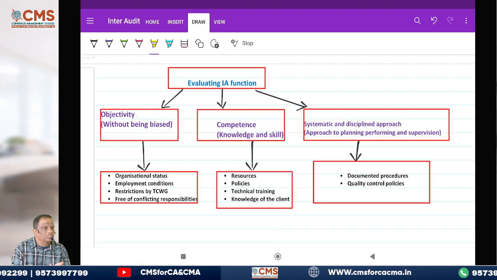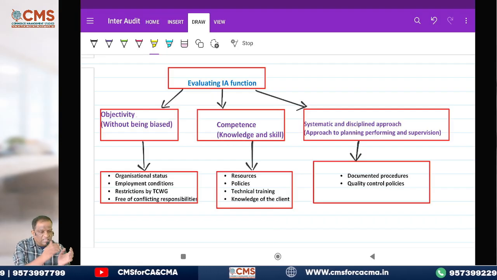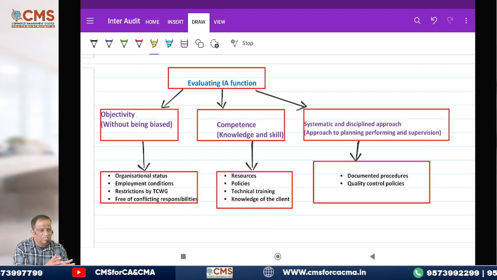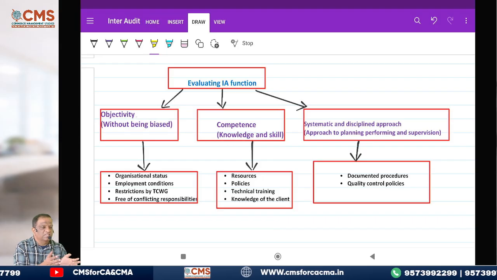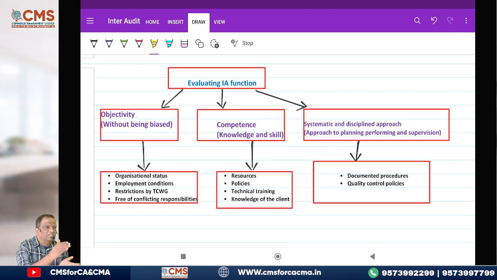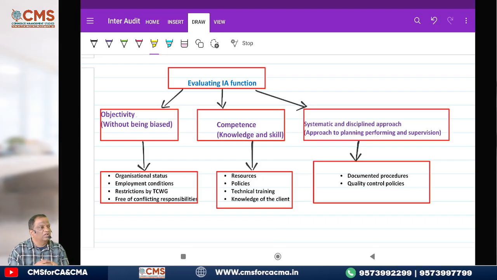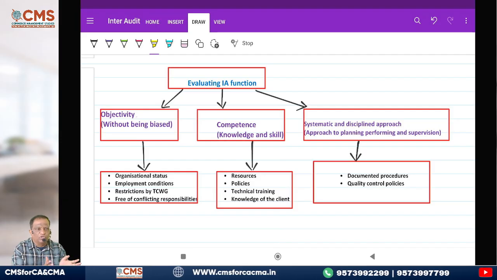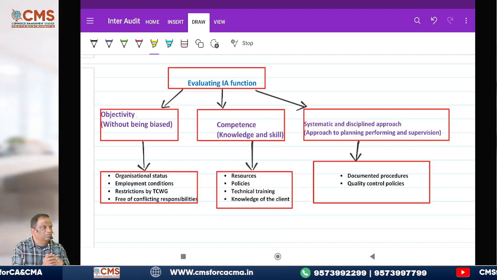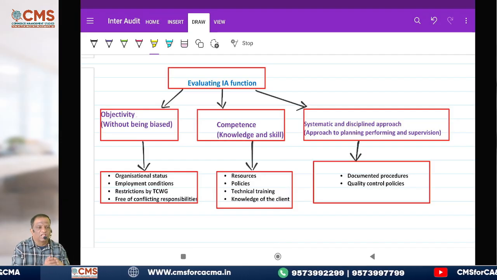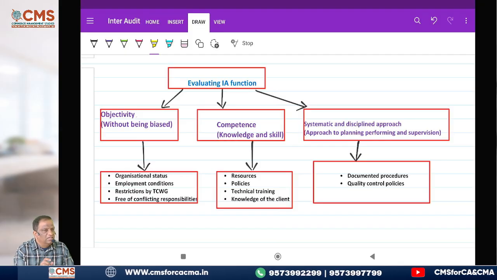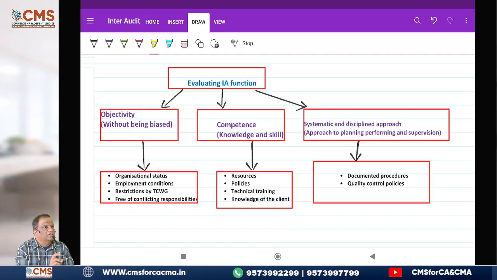Whether there was objectivity, that is, without bias, really independent. Suppose the internal auditor happened to be the son of the MD, then I may not rely on his report. Maybe he would have given a beautiful report, but I don't trust it because he happened to be a relative. Likewise, the first point is: is that internal auditor independent?